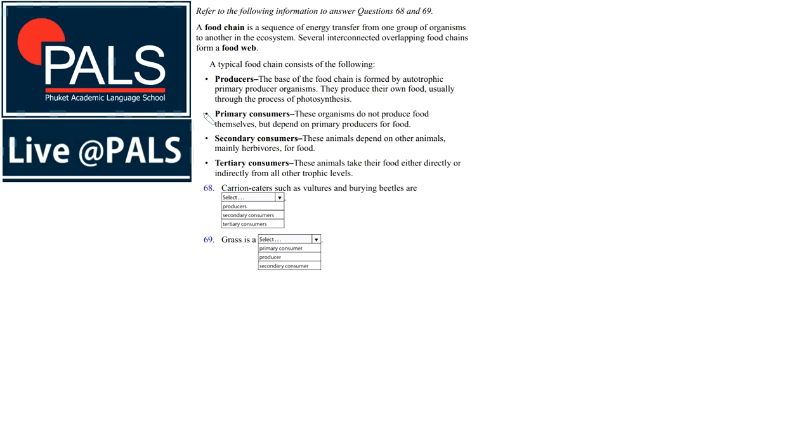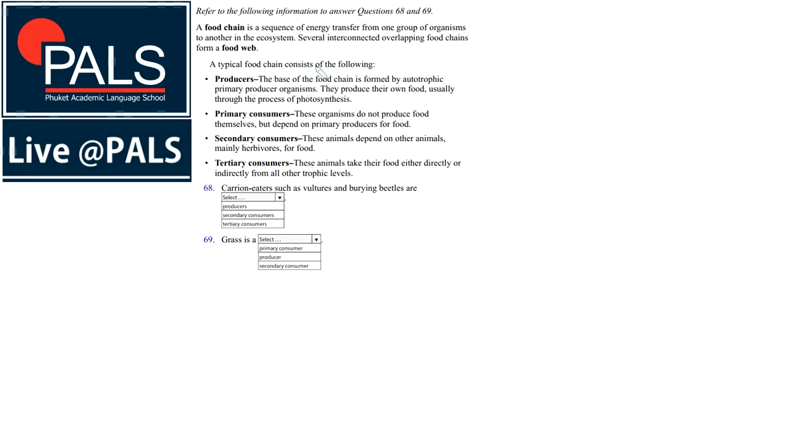So that brings us to question 68 and 69. We're still in the same topic of ecosystems, food webs and food chains, and energy transfer. A food chain is a sequence of energy transfer from one group of organisms to another in an ecosystem, and several interconnected and overlapping food chains form a food web.